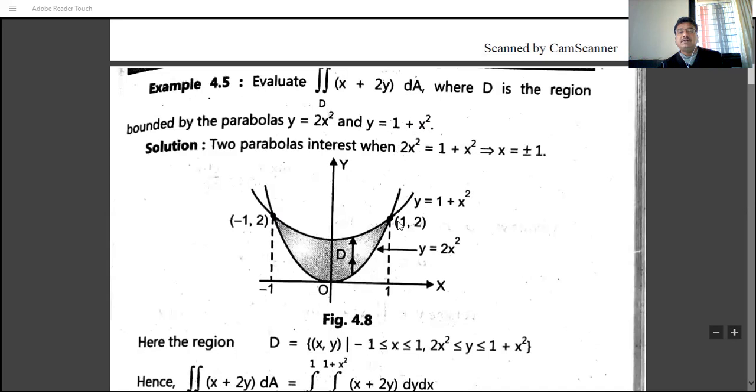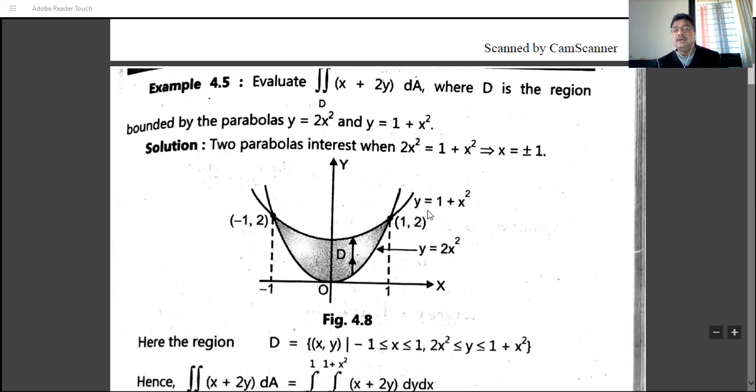And what are the coordinates of these 2 points? Solving these two equations for x and y: y is equal to 1 plus x square, and y is equal to 2x square. If you solve these two equations, we get these coordinates. So in order to find the coordinates of intersection of two curves, solve the two equations simultaneously. So how can we solve these two equations? Substitute y as 2x square in this equation.